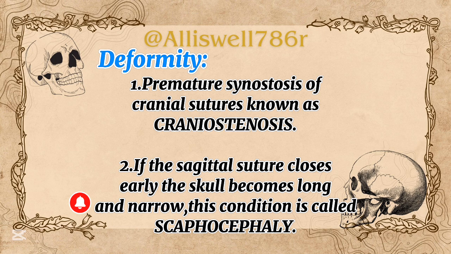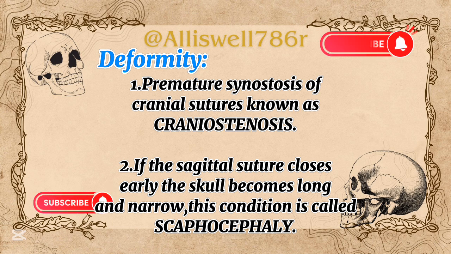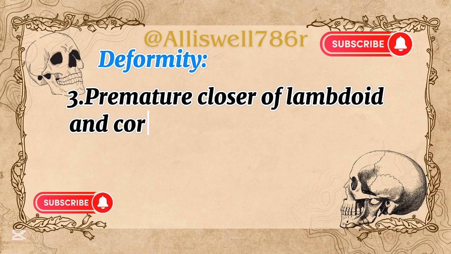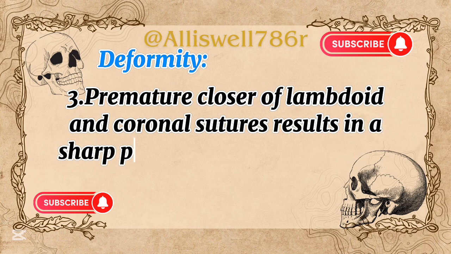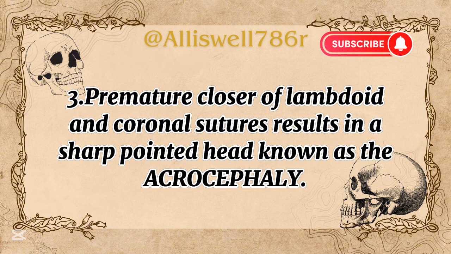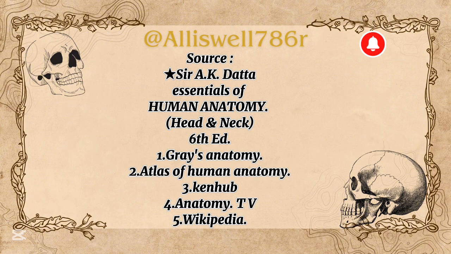Deformity: premature synostosis of cranial sutures is known as craniosynostosis. If the sagittal suture closes early, the skull becomes long and narrow. This condition is called scaphocephaly. Premature closure of the lambdoid and coronal sutures results in a sharp-pointed head known as acrocephaly.